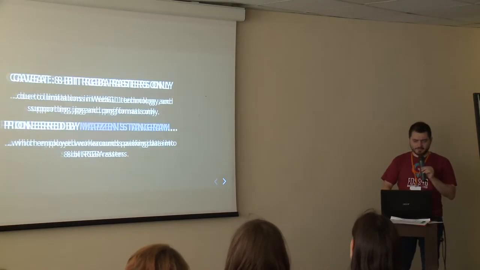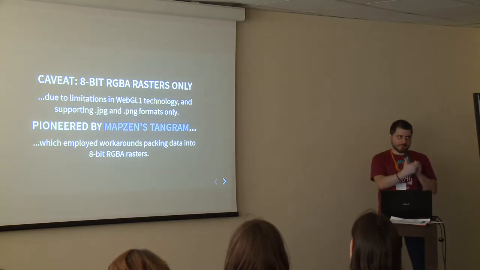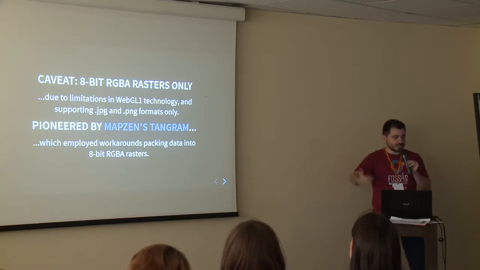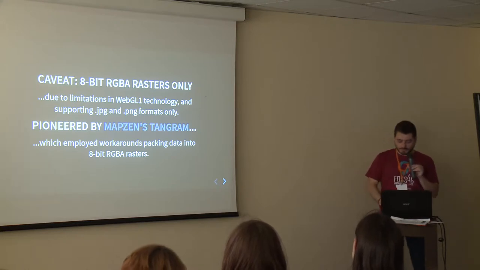Instead of having a float 32 texture or something like that, they would pack a 32-bit integer in the four channels of an RGBA image. And for us computer people, that's kind of understandable. For GIS people, that is madness, I think.